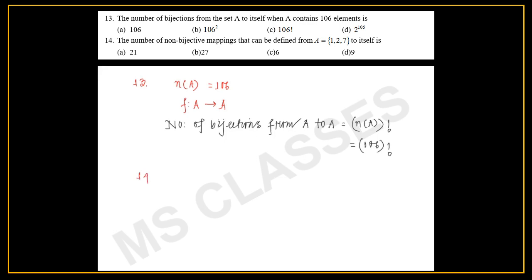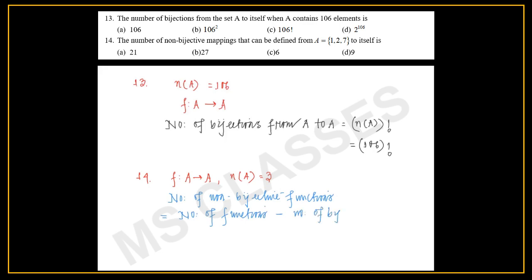Next we come to question number 14. Here the function is mapping from A to A. Now the cardinal number of A is equal to 3. Now here we have to find the number of non-bijective functions. So the number of non-bijective functions is equal to the number of functions minus the number of bijective functions.